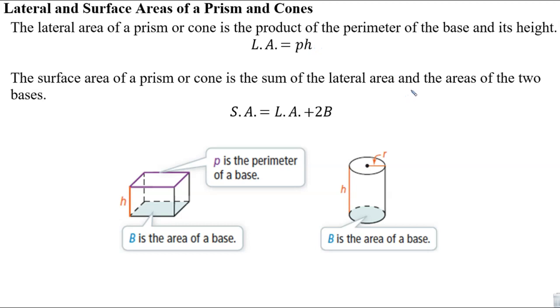And then the full surface area of a prism or a cone is the sum of the lateral area and the area of the two bases. Okay, so take the lateral area that you found using our first formula and then just add the area of the two bases on.